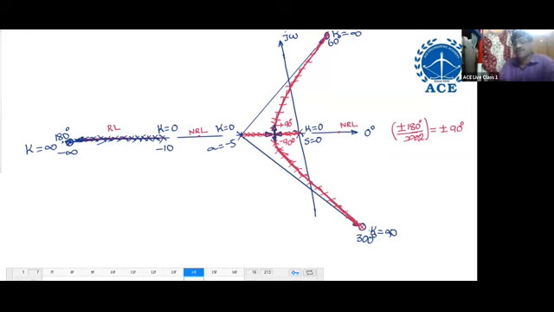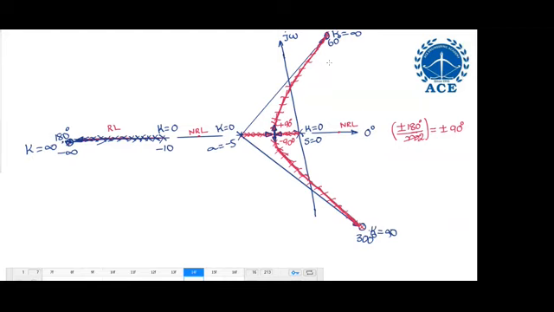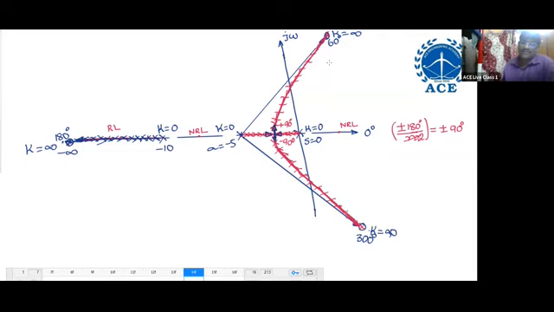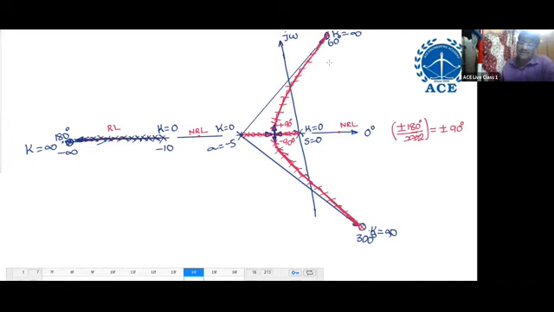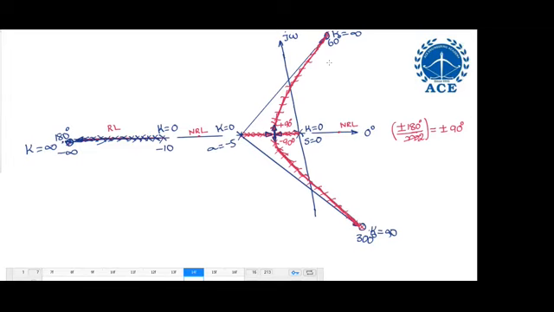Where are the zeros? They are imaginary, complex conjugate. That means the real poles should move towards the zeros. Along the 60-degree line the zeros are there, sir? Along 60 degrees, a zero is there. Along 300 also, a zero is there. Then okay, sir.